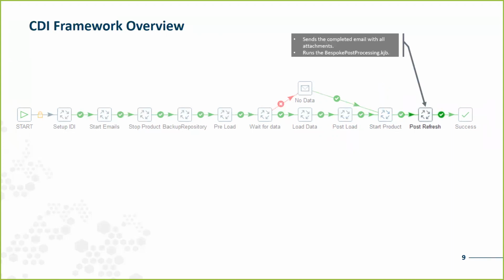We will then do some post-refresh tasks, so it will initially send a completed email with all attachments. So we have attachments saying how many files we've loaded, what those files are, and any files not loaded because, for example, they might not have passed the validation. We will then run bespoke post-processing. So this has an opportunity for us as PS to do any bespoke tasks. So this could be sending out some data to the client's FTP site to be consumed by their other systems.